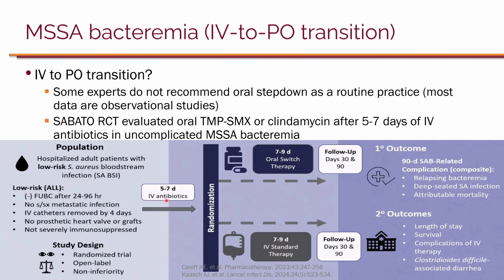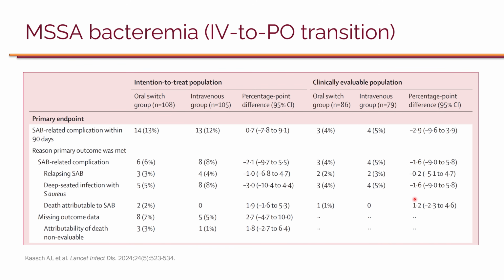And essentially, after 5 to 7 days of antibiotics, patients were randomized to either receive oral antibiotics or continue IV therapy. And the primary outcome was 90-day Staph aureus bacteremia related complication, which was a composite of relapsing bacteremia, deep-seated Staph aureus infection, or mortality. And what they found was that in the oral switch group, 13% of patients had the primary endpoint of complications within 90 days compared to 12% in the IV group. And this was a non-inferiority trial with a non-inferiority margin of 10%. And it was essentially able to show that oral switch was non-inferior to continuing IV therapy.